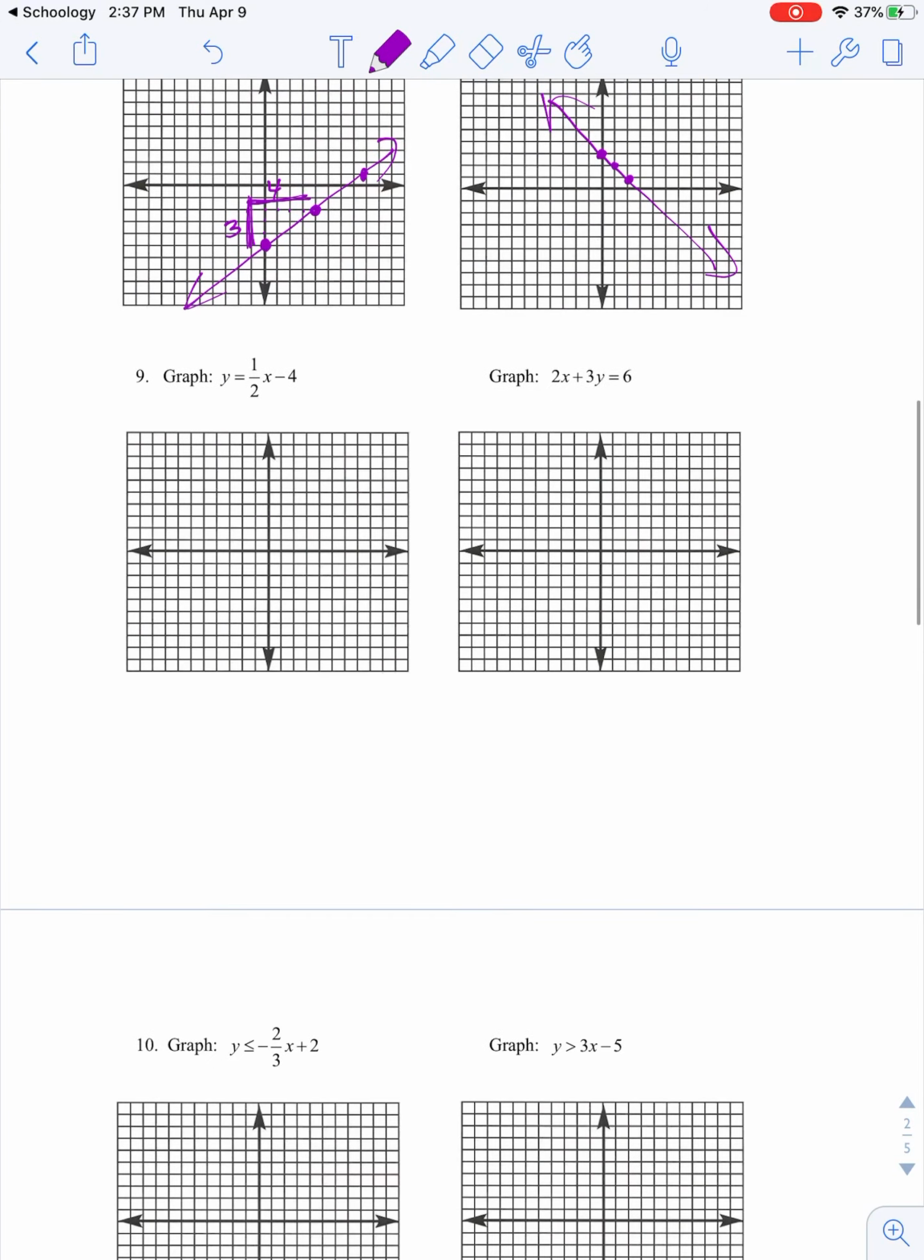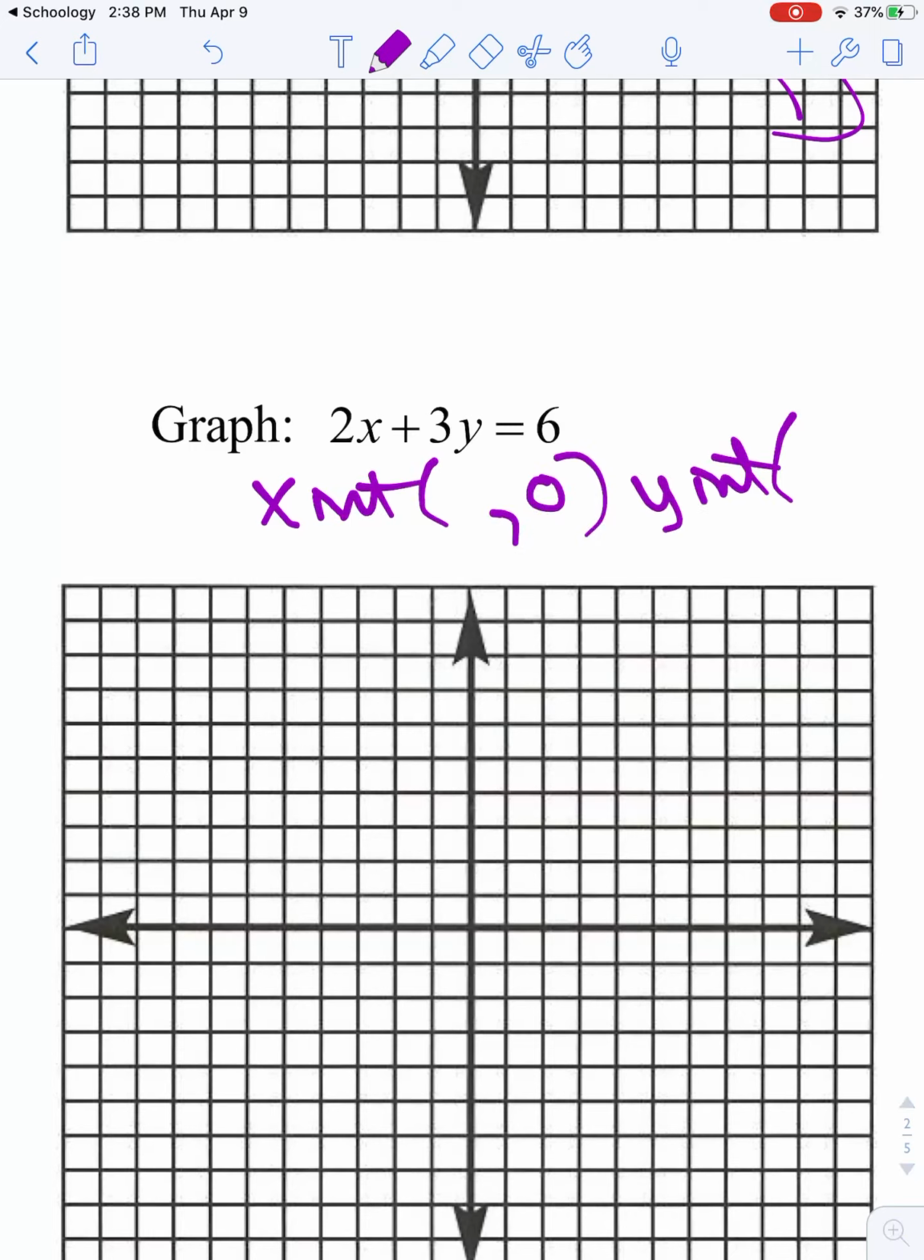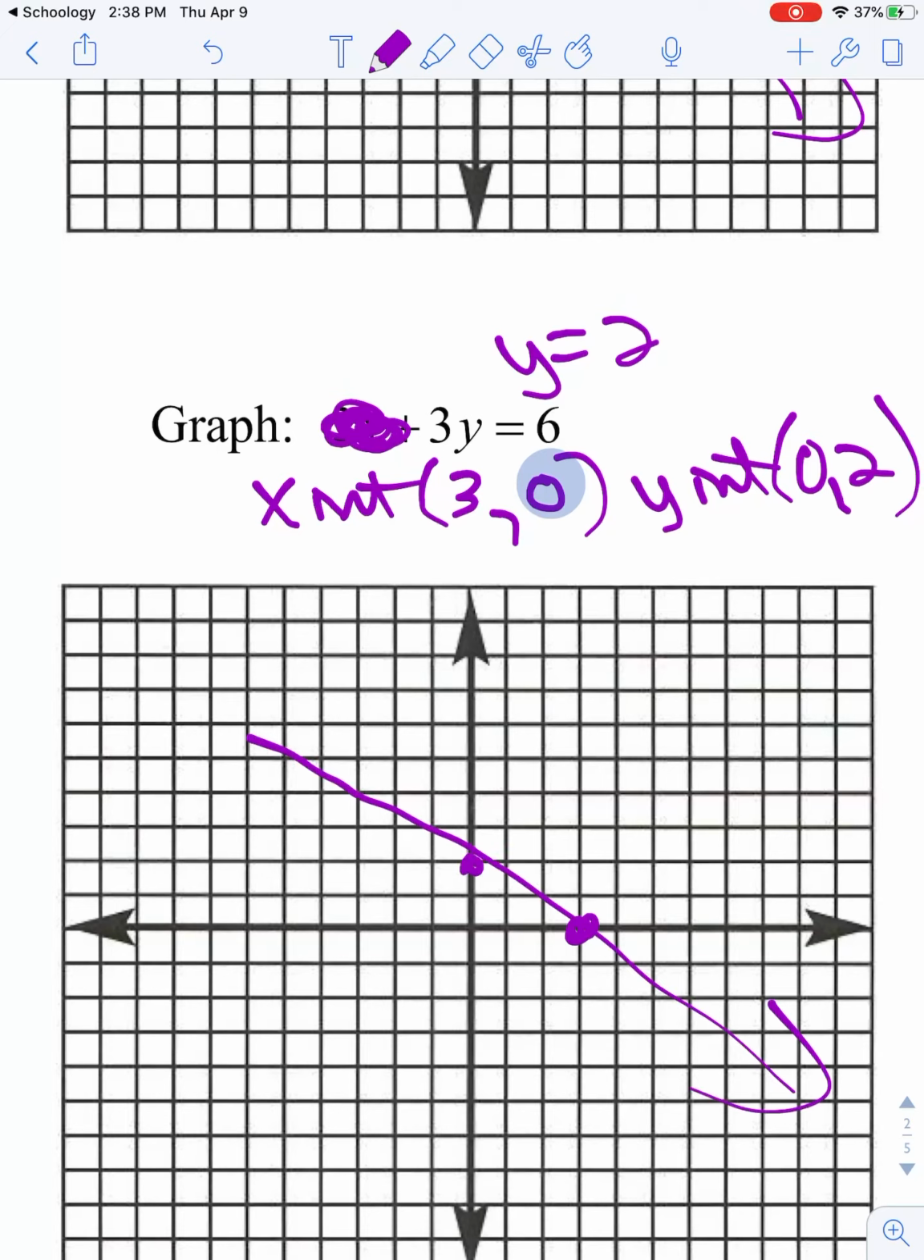Okay, so you can try number 9 on your own. This one here is set up completely for x and y intercept. So I would say your x-intercept, remember that's when y is 0. Y-intercept is when x is 0. So if I take this 0 and plug it in here for y, this disappears, and I'm only left with 2x equals 6, so that's 3. If I come back and plug 0 in for x, this goes away, and I solve, I get y equal to 2. I plot those points, and I'm able to draw that line in.